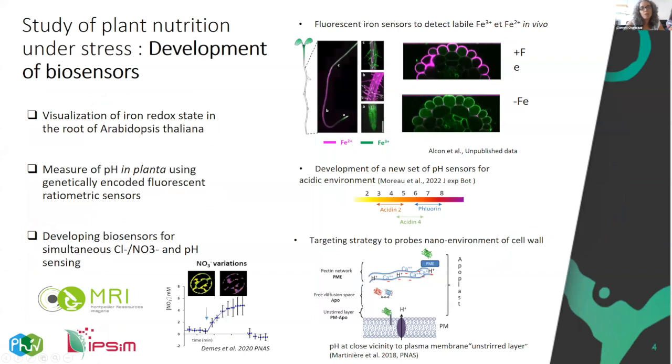For example, in Montpellier, they developed a biosensor to visualize in live samples the redox state of iron, as you can see here in the root of Arabidopsis thaliana. They also developed a pH sensor to measure the pH in different cell compartments in live samples. And they also developed a biosensor to simultaneously measure chloride, nitrate, and pH.